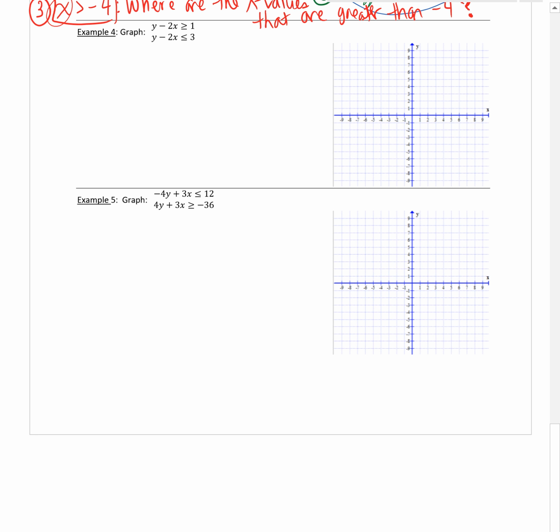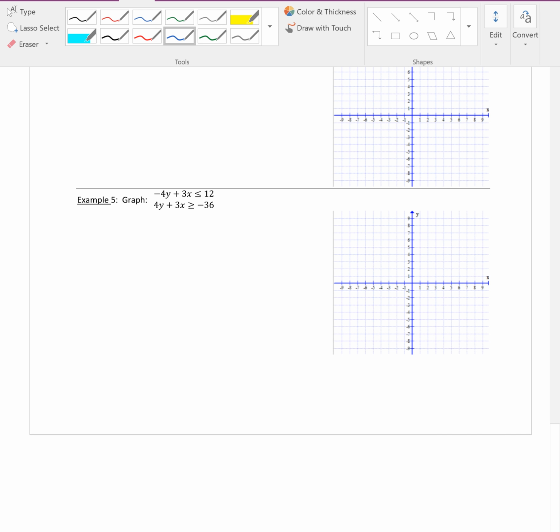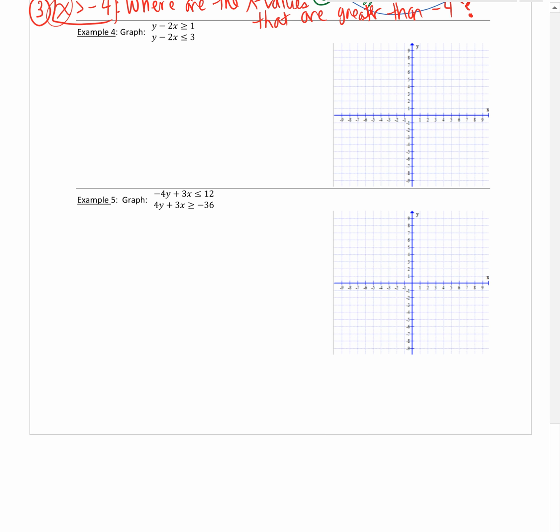So let's do a few more of these to get the hang of it, and then I think you'll be kind of ready to go on your own here. Alright, so notice the next one, they're giving us more of this where we have two inequalities. I'm going to have to do the same thing. The first one, or the top one, I'm going to look at first. Y minus 2x greater than or equal to 1.